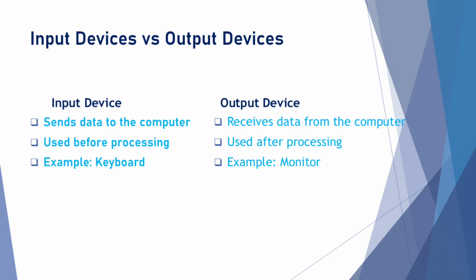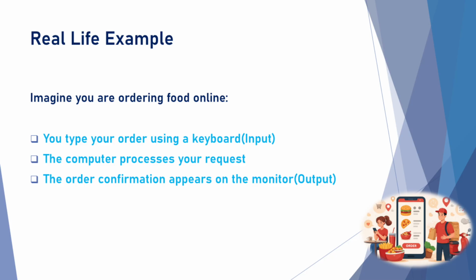So now let us understand this with a real life simple example, okay? So imagine you are ordering food online, okay? First, you type your order using your keyboard or tap your phone screen, right? Touch is also one of the ways in which we give information to a digital system or a digital device, whether it could be a computer or a mobile phone or a tab or whatever it is. So by touching or by texting, you are giving input to the screen. This is the input.